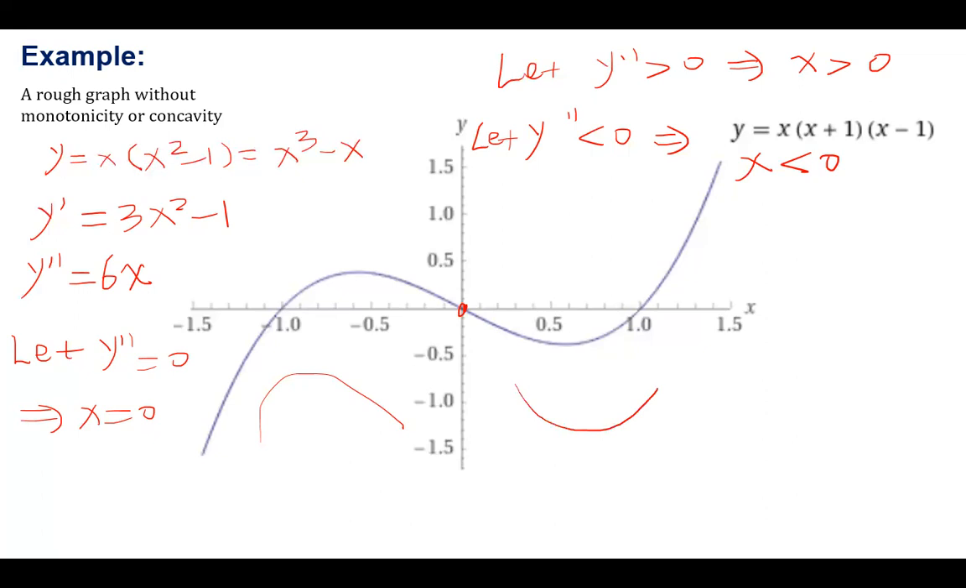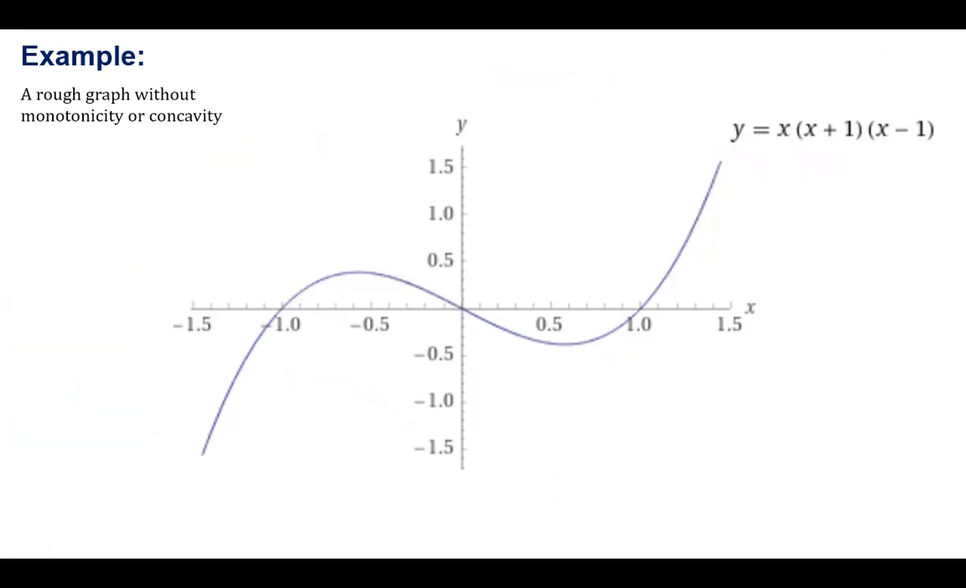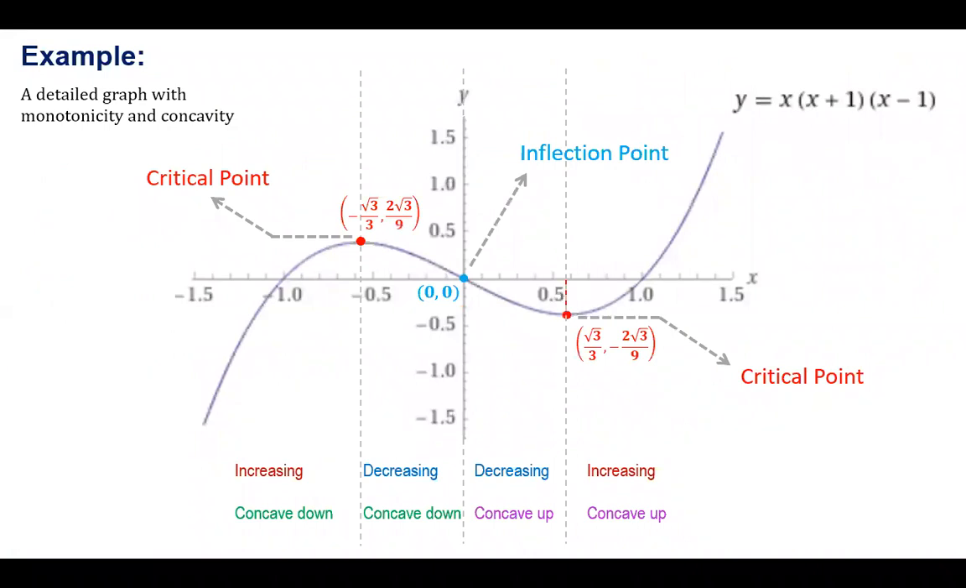Okay, so we can summarize these findings in one graph like this. So first of all, we can label all of the critical points, such as here. Label this point here, local maximum. Label this point here, local minimum. And label this point here, this is the inflection point, right?